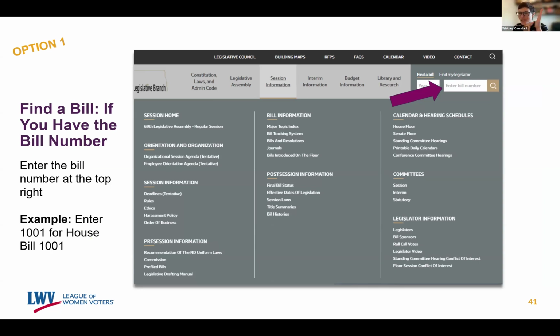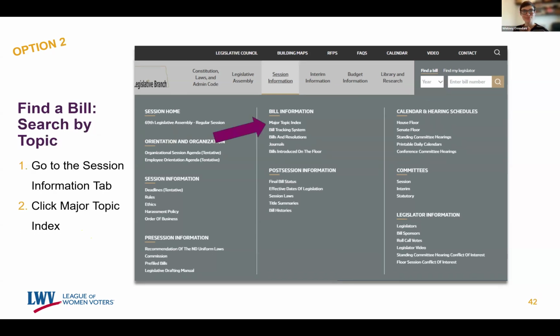There's a little drop down, and you'll go to it, find a bill, top right where the arrow is pointing. Just enter the bill number. So for example, if it's House Bill 1001, you're just going to enter the number 1001 and you will find the bill information for that specific bill. So this is the first way, just really easy: top right, enter those 4 digits.